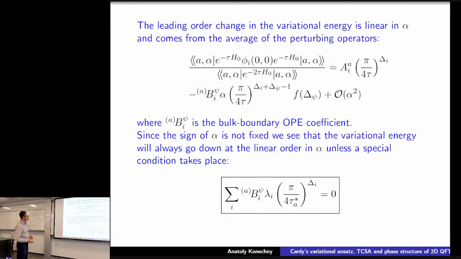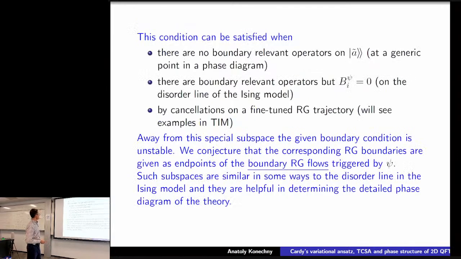Another way is that the boundary conditions are unstable, like for example the free boundary condition we saw in the Ising model, but the bulk boundary OPEs are all zero. This can happen as well, but more interestingly, it can happen in a third way, when there is a cancellation between different terms. So this happens for some fine-tuned RG trajectories. So I spell this out. At the end of the day, if it is unstable and it comes with a relevant operator, you can associate the transition lines to pairs of boundary flows.